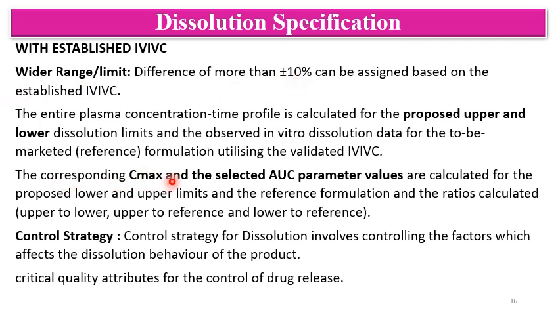The corresponding Cmax and the selected AUC parameter values are calculated for the proposed lower and upper limits, and the reference formulation, and ratios calculated for upper to lower, then lower to reference and upper to reference. So based on this, upper and lower dissolution ranges can be designed.